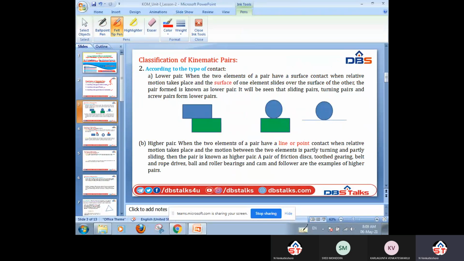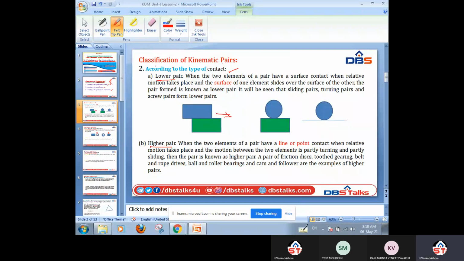Be careful for 2 marks. These are very important for the 2 marks questions. First one is the classification of pairs according to the type of contact. The contact has two classifications. One is lower pair and the second one is higher pair. Then what is meant by lower pair? Lower pair means whenever the two surfaces or the two elements have surface contact.